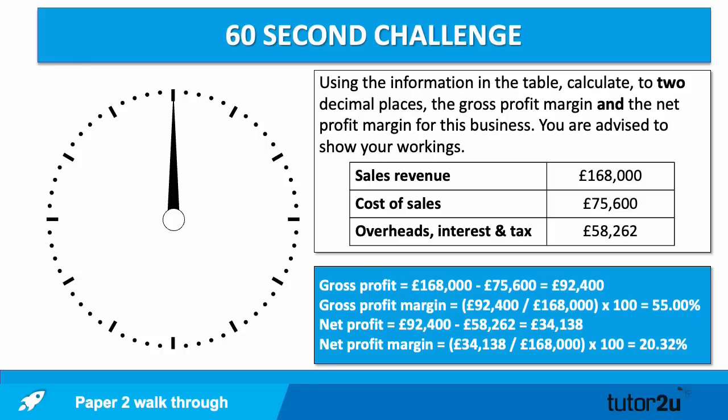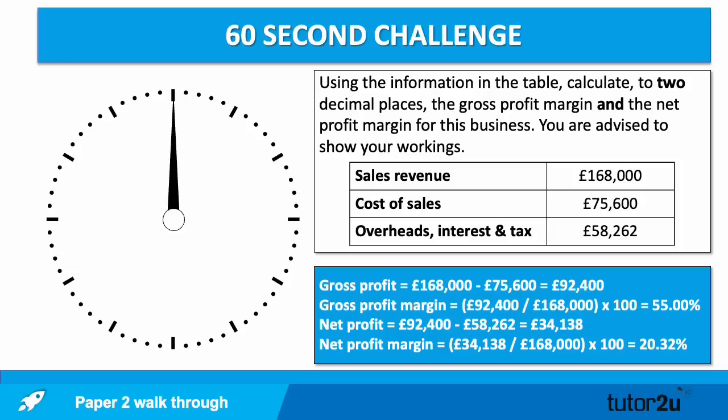So I've just chosen to take the overheads, interest and tax away from the gross profit, so 92,400 minus 58,262 to give us a net profit figure of 34,138. We then take that figure, divide it into our revenue.